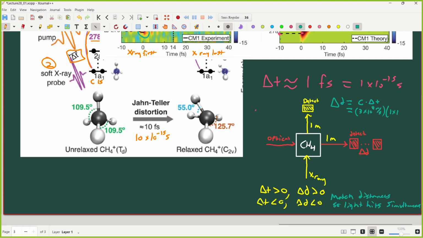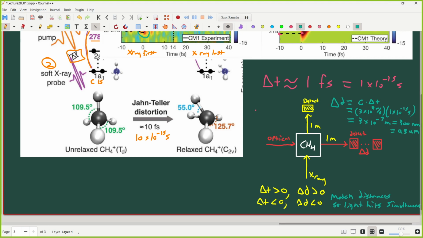Times 1 times 10 to the minus 15 seconds. Right? So the distance precision we need in order to measure femtosecond changes in time in the delay of 2 pulses is going to be on the order of 3 times 10 to the minus 6. Or sorry, 10 to the minus 7 meters. Right? And that's pretty small, right? That's 300 nanometers. Or 0.3 microns.